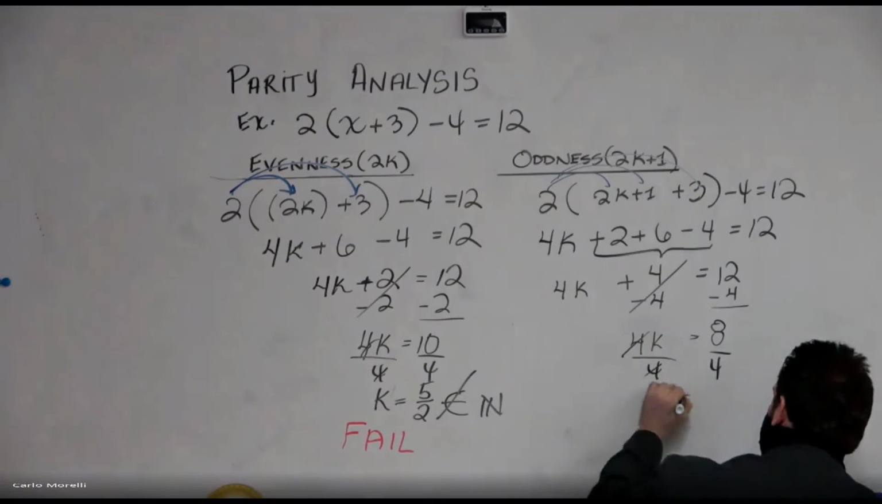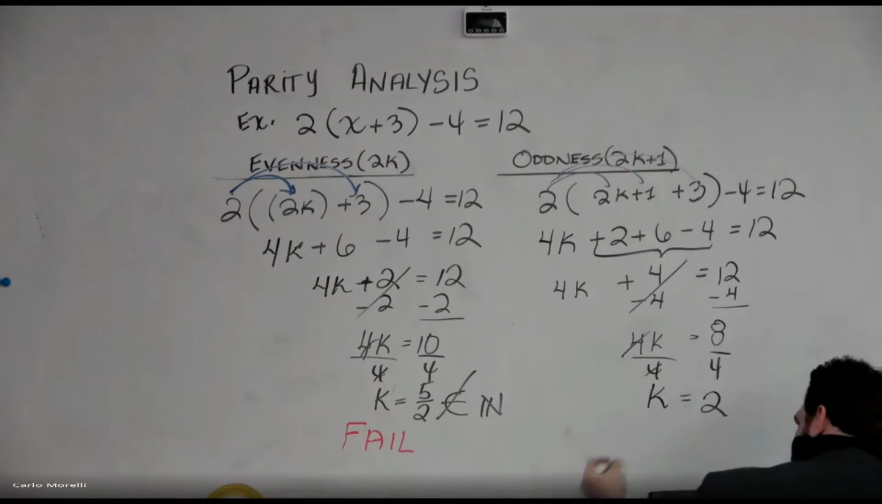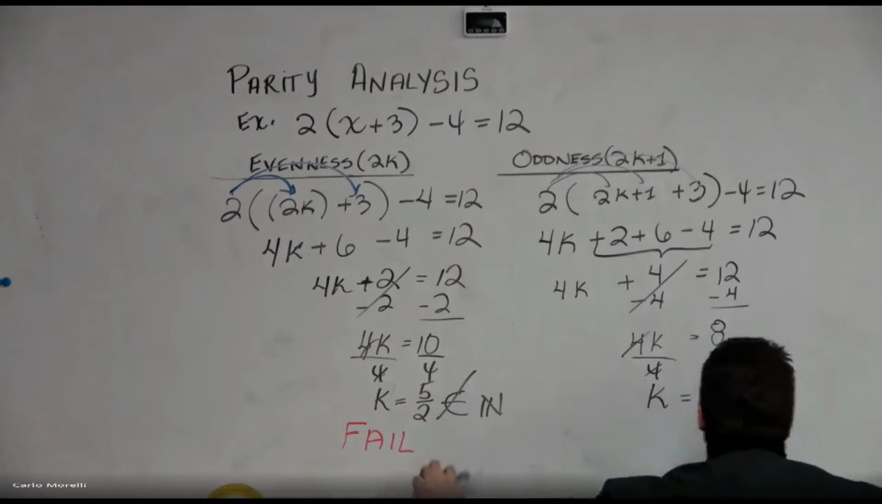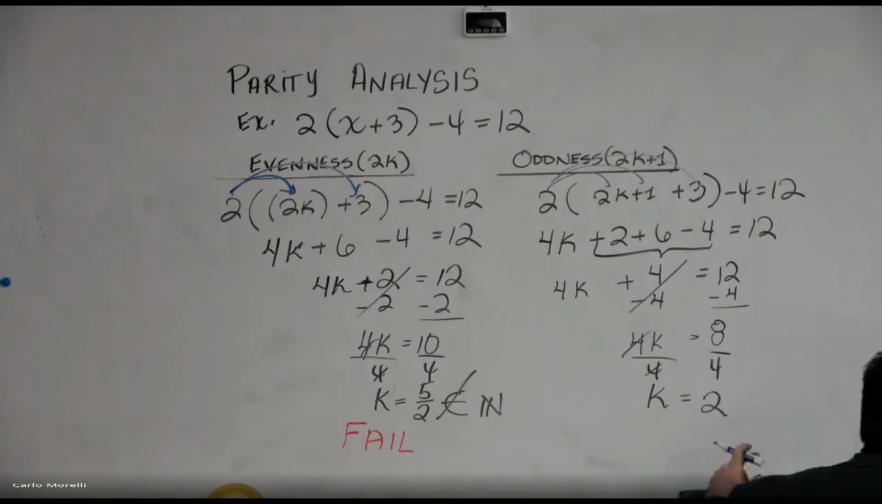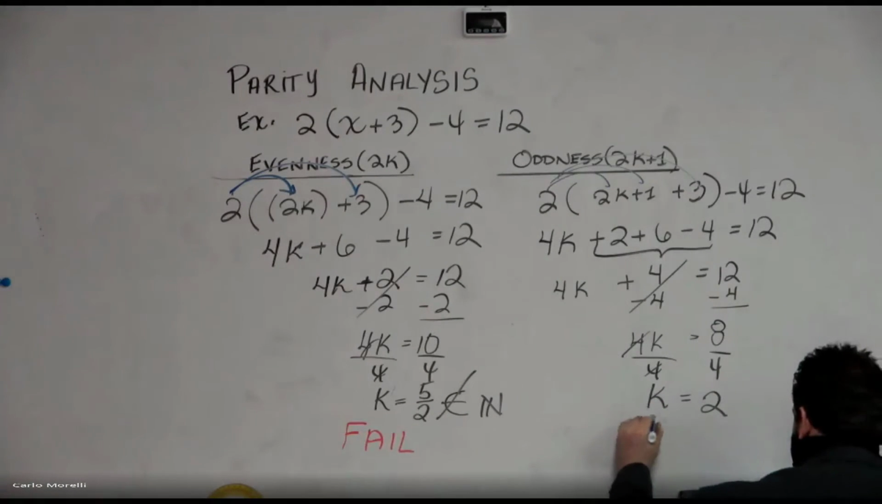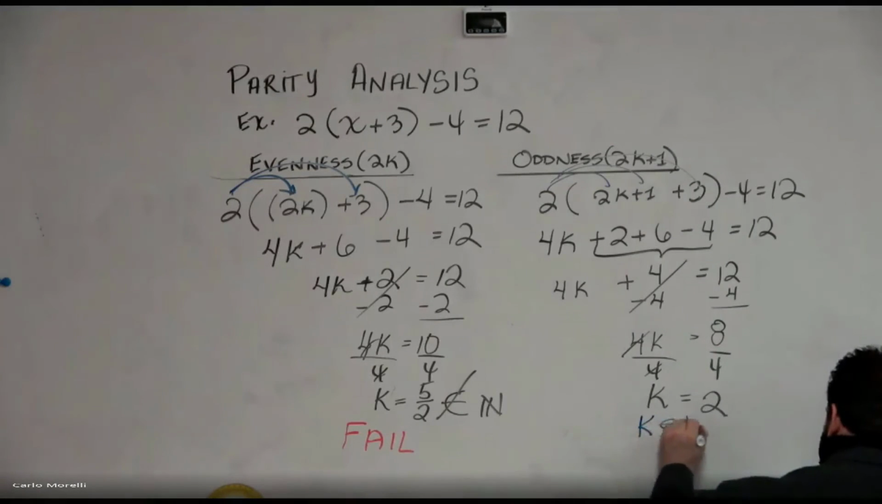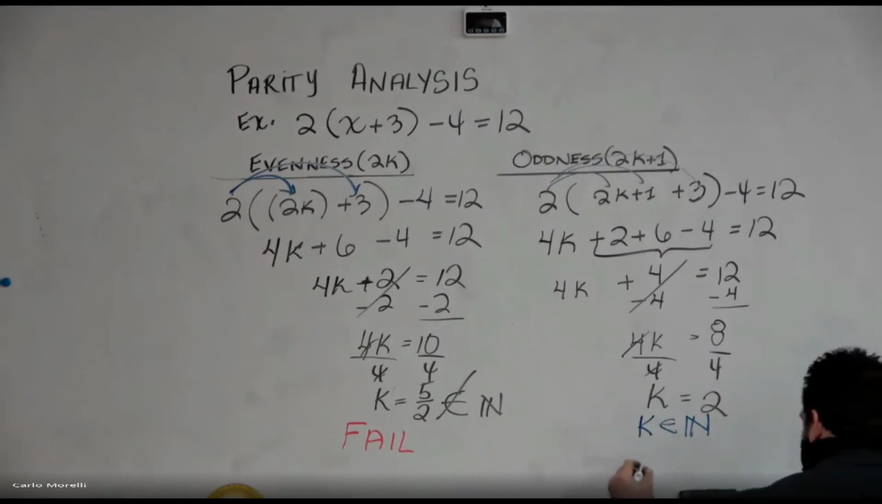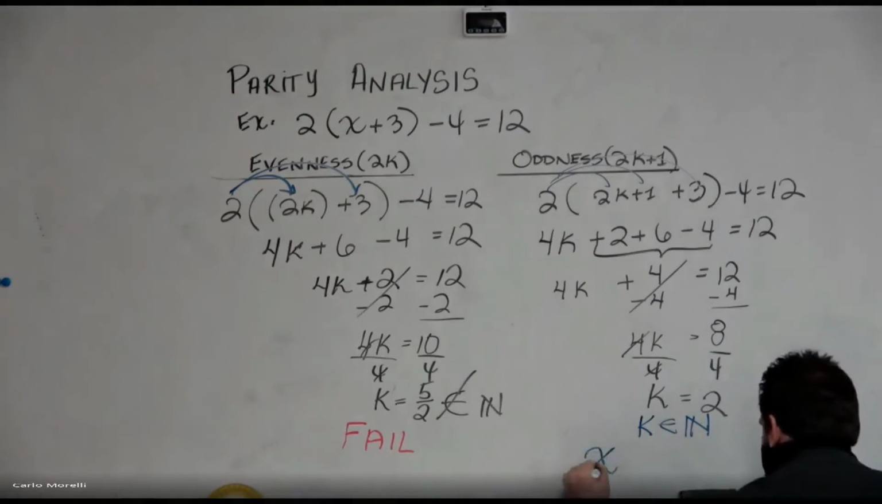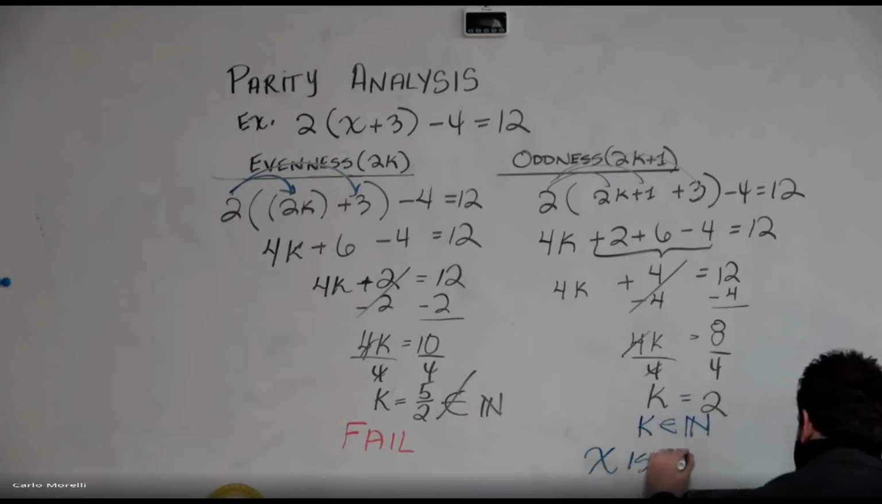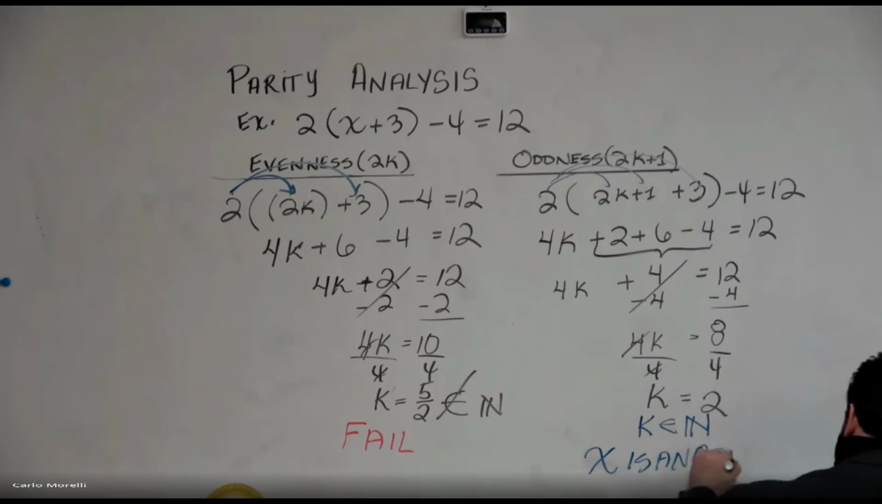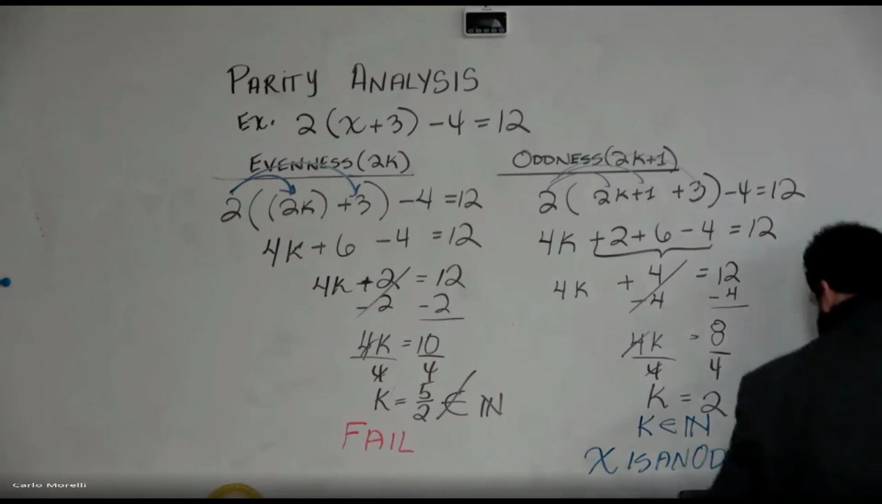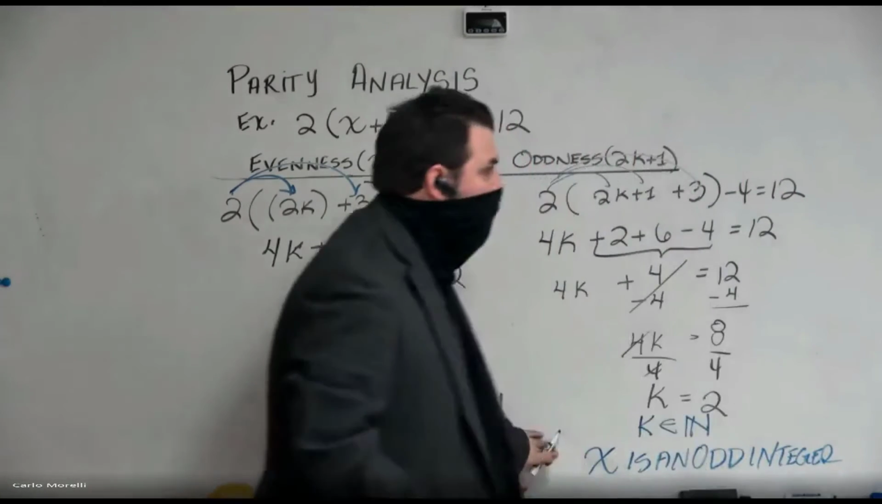Yay! K equals 2. So here's the thing. 2 is an even number, but we don't care about that. We just care that k is an element of the integers. Therefore, we know x is an odd integer. Okay? That's what we proved.